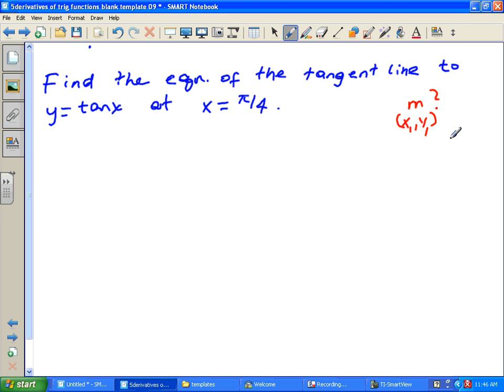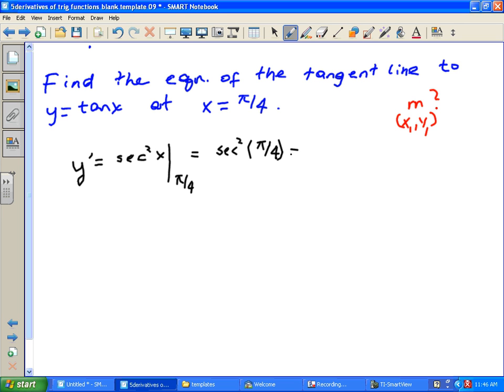So how do we find the slope of the tangent line? We need to find the derivative, right? So let's find the derivative of the tangent function, which, as we learned today, is secant squared of x. We want to find the slope at the point pi over 4. So we need to calculate secant squared of pi over 4.